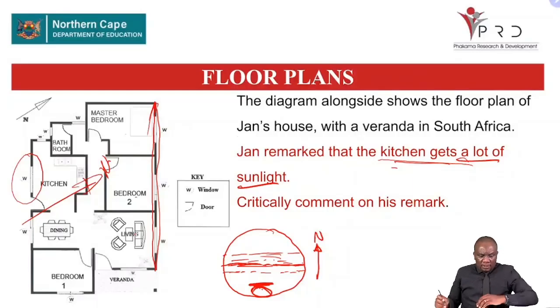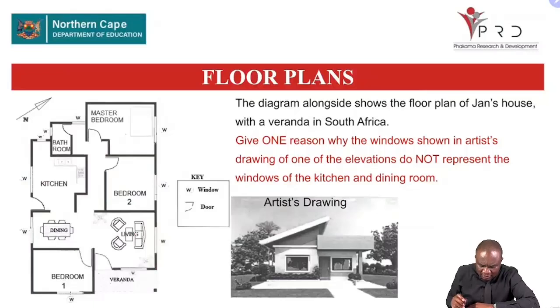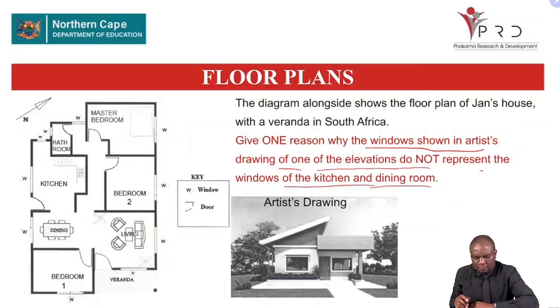All right. And then give one reason why the windows shown in the artist's drawing of one of the elevations do not represent the windows of the kitchen and dining room. Remember, I don't need to remind you every time. If I give you a question, once you see a question, just pause the video and answer the question before I explain. Right, let's do this one.